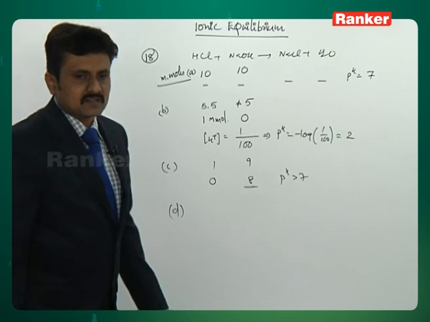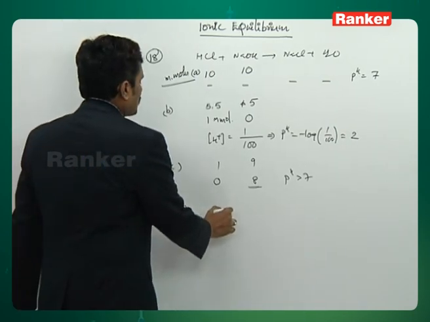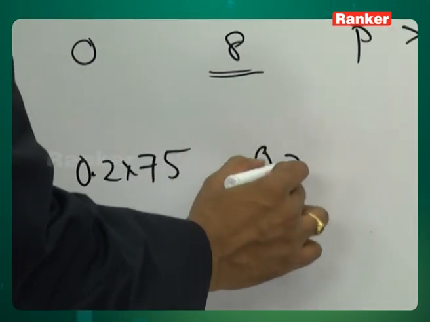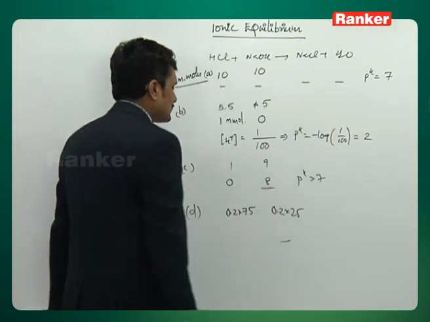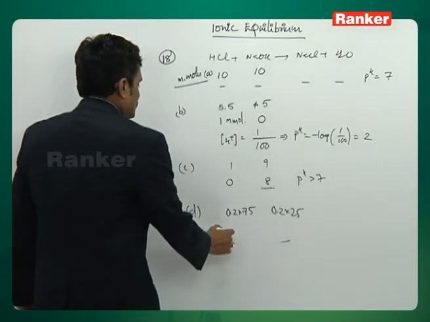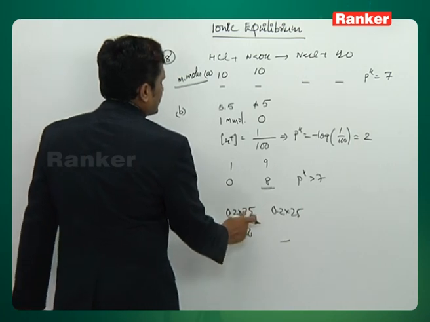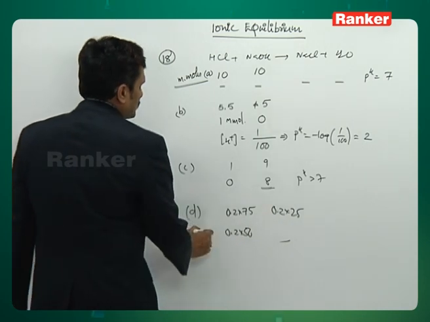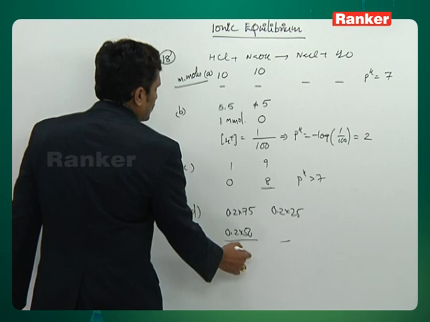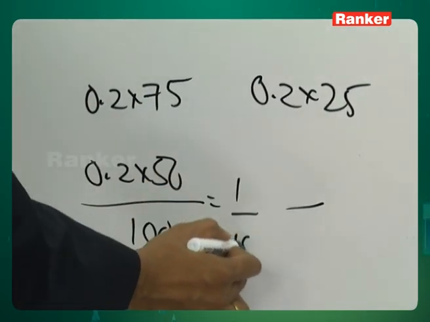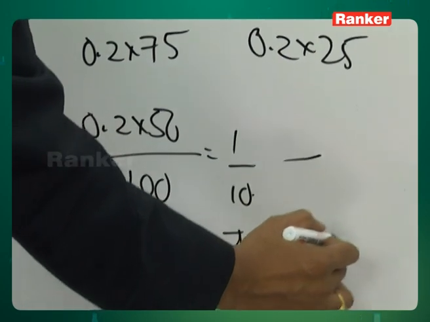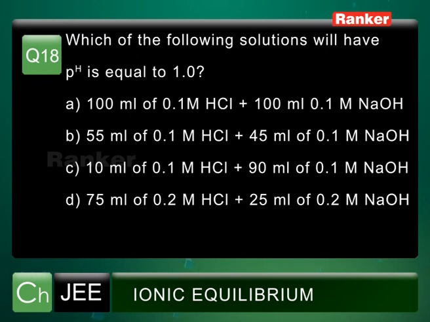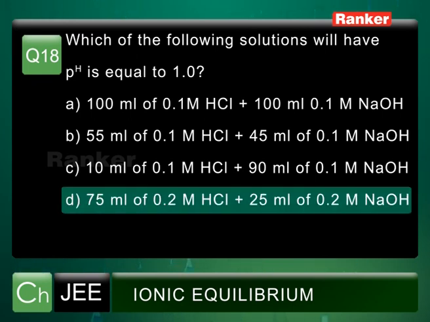Now coming on to option D, we have 0.2 molar 75 ml of HCl and 0.2 molar 25 ml of NaOH reacted. We obviously know that NaOH is the limiting reagent of the reaction. So here the remaining amount is 0.2 into 50, because out of 75, 25 have reacted, 50 are remaining. These are the number of millimoles that are remaining. When it comes to the concentration, upon 100 it is turning out to be 1 by 10. So when I substitute this value to find the pH, it is turning out to be 1. Hence the right answer for this question is option D.